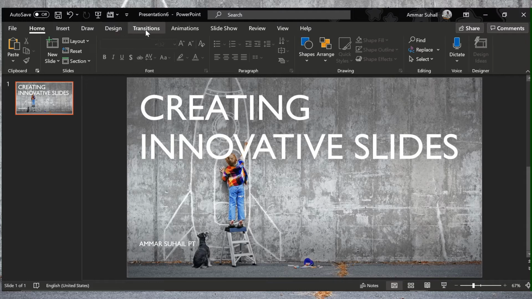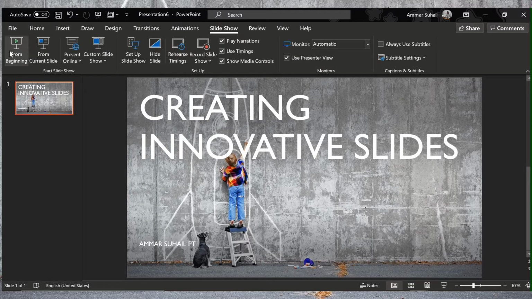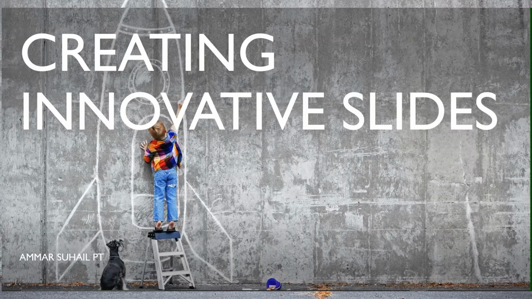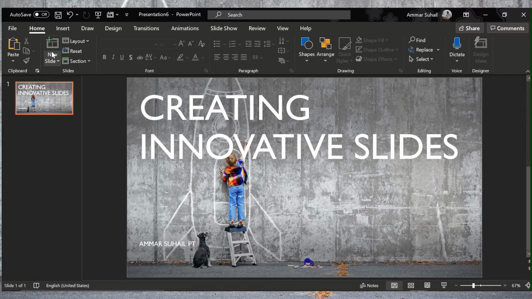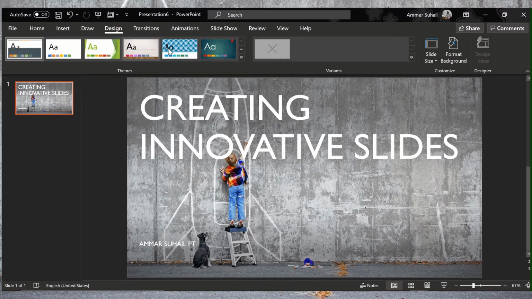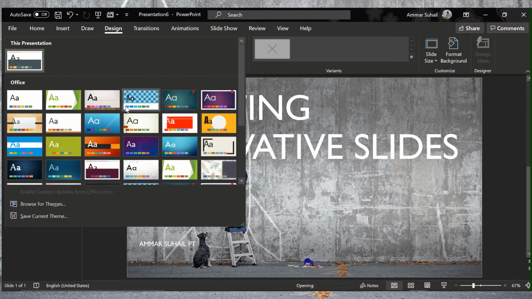You can also do this through the slideshow tab on the top where my cursor is. You go there and you can start from the beginning. Then you can again start and you can end the show. So this is the basic thing that you need to know. Apart from that, you have new slide, layout, reset, and different designs. So you can use multiple different types of design.